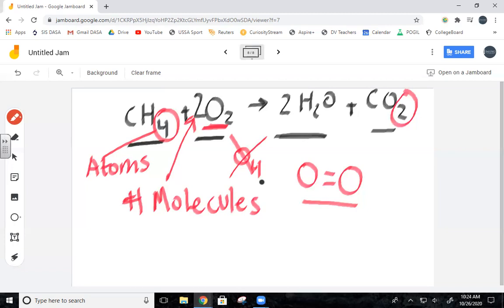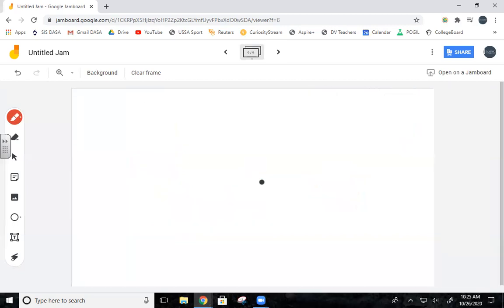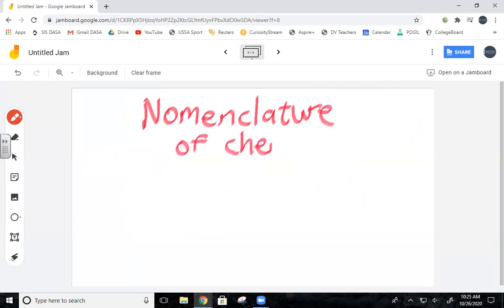Okay, so when you are given a subscript of the number of atoms in a molecule, you cannot change that. You can, however, change the number of molecules in order to balance the equation. Okay? And this is a very simple example. We're going to do more intense examples later on. Right now, what I want to do is teach you how we name the nomenclature of chemistry.